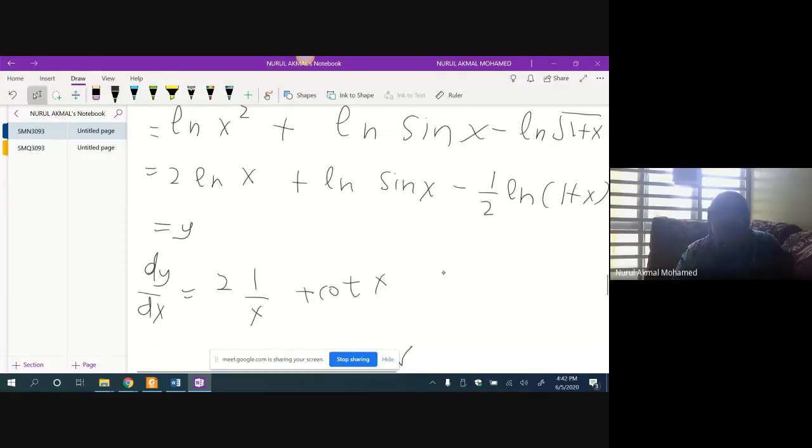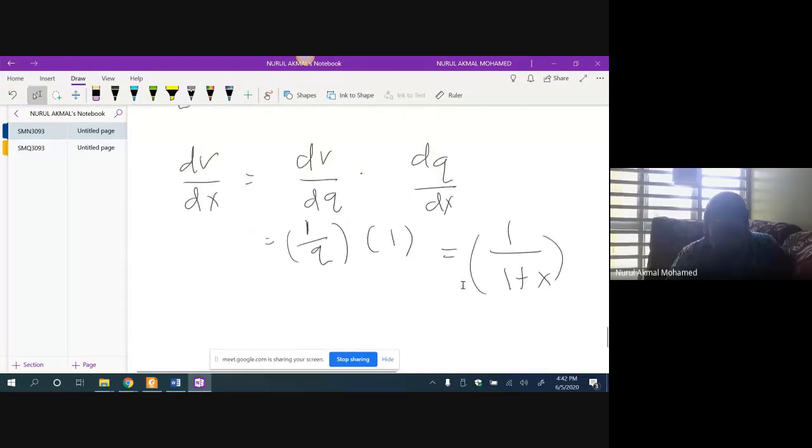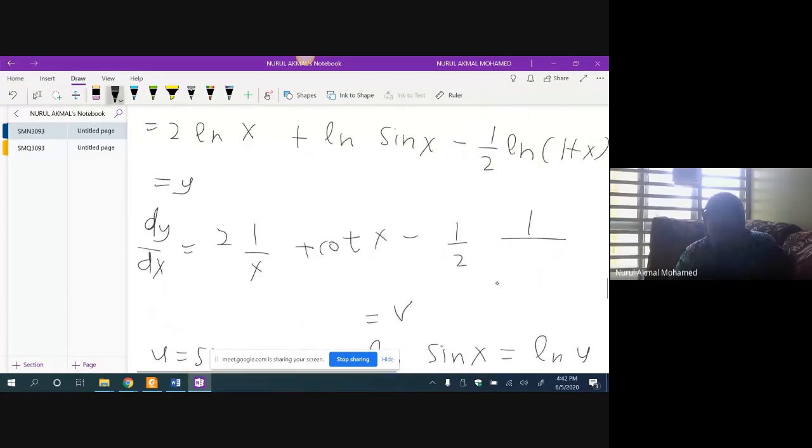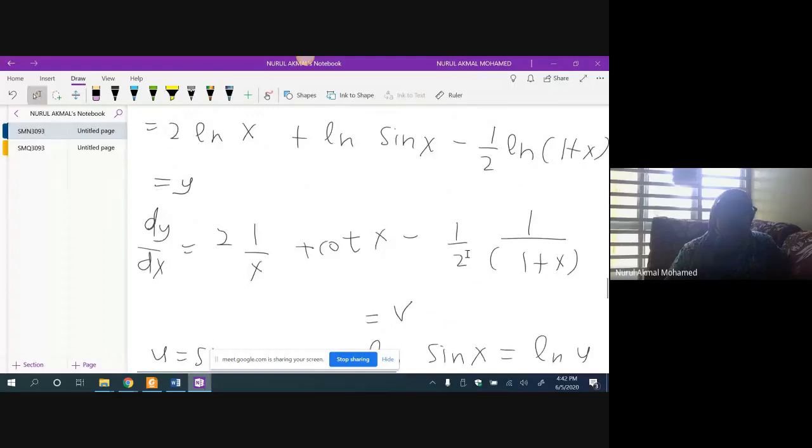So the answer for this is minus 1/2 times 1 divided by 1 plus x. So let's compare our answer. Okay, it is 1 over 2 plus 2x. So it's because of this. So it is all correct now. I hope it is okay.